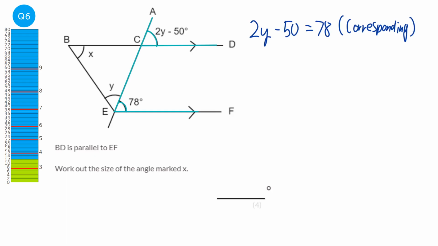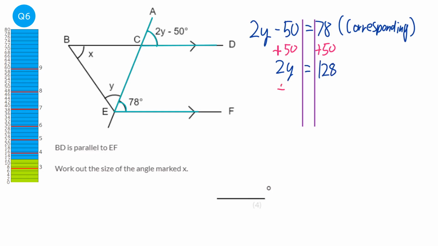Now here we've got an equation and we want to solve it. We'll first of all add 50 to both sides. So we've got 2y equals 78 plus 50, which would be 128. And then we're going to halve both sides, or divide by 2. So we've got 64. So we know that y is 64. And so we look back at the diagram to find out how we'd work out x.